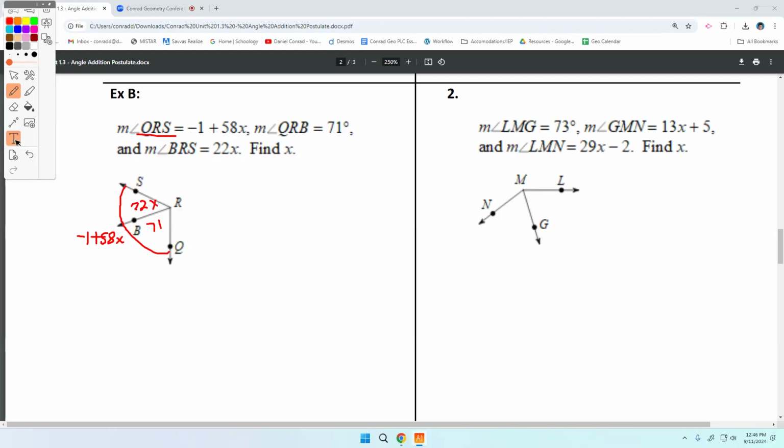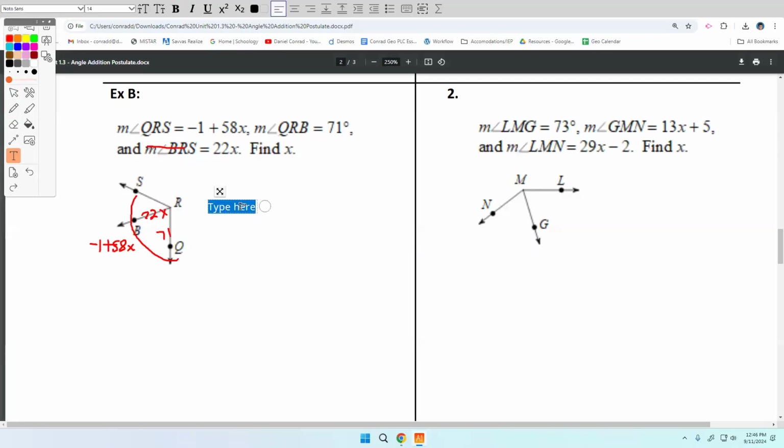All right, so then we can write our equation. It's going to be the two small angles. So we have measure of angle SRB plus the other small one, angle BRQ, the measure of angle BRQ. Those are going to add together to give me the measure of angle SRQ, the big angle. We need to justify our equation. It is the angle addition postulate.